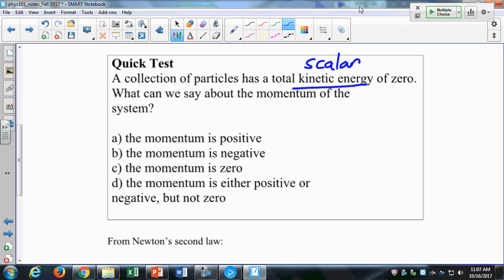And so what can we say? Let's say that we have a system of particles that has a total kinetic energy of 0. It has no kinetic energy at all. What can we say about the momentum of that system? Can we say that the momentum is positive, say in the plus x direction? It's negative, it's in the negative y direction, it's 0. Or it could be either positive or negative, but not 0. So if we have a system of particles with 0 energy, all combined up, the particles have no energy at all, what can we say about the momentum of the system?